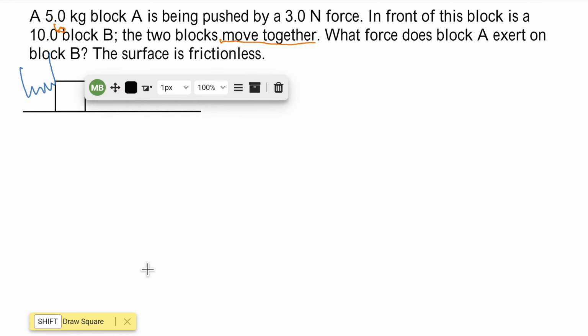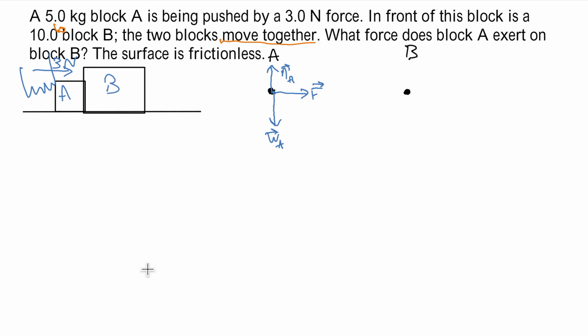I have a 3 Newton force going to the right. Okay, so I'm going to call that something. Force of the what? Push. It's the force of the hand. Since we drew a hand, we might as well call it the hand. So that's my force of the hand.